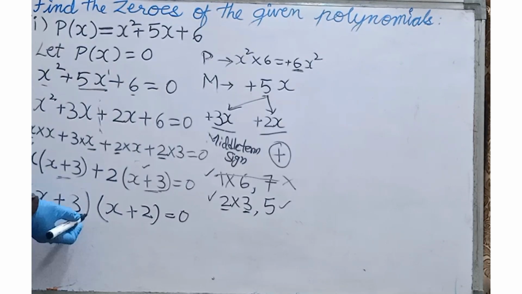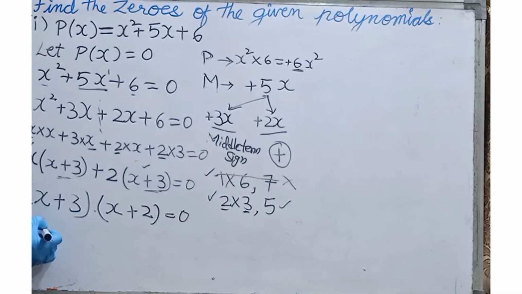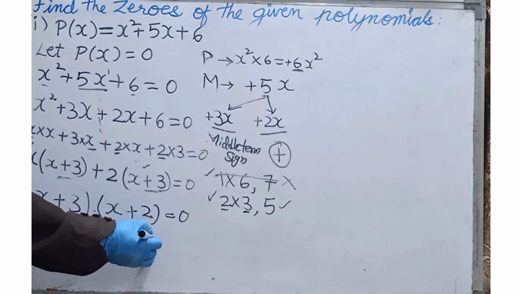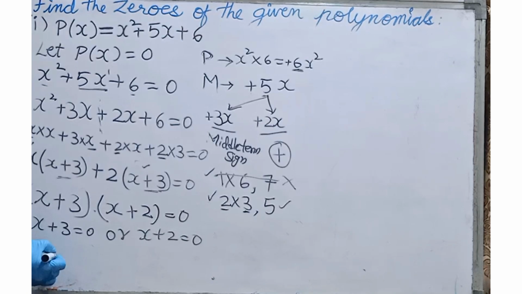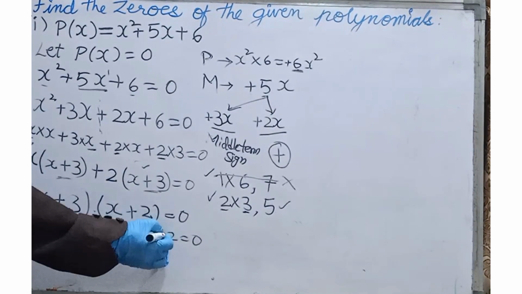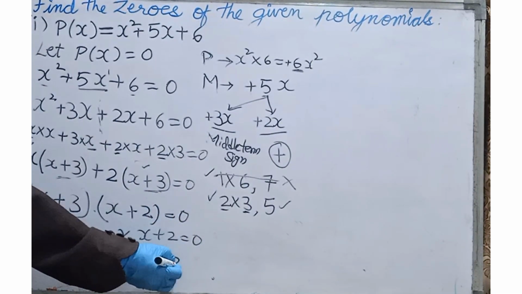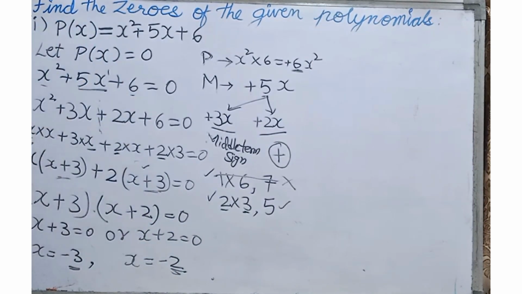Now the third step continues from here. That is, the product of these two things is 0. That means x plus 3 equal to 0 or x plus 2 equal to 0. That is, x plus 3 equal to 0: when 3 goes to the RHS it becomes minus 3. And x plus 2 equal to 0: when 2 goes to the RHS it becomes minus 2. So these two are the zeros of the given polynomial. Okay, is it clear, students?